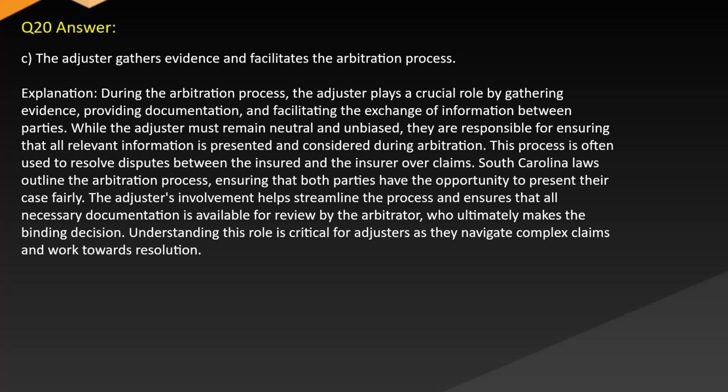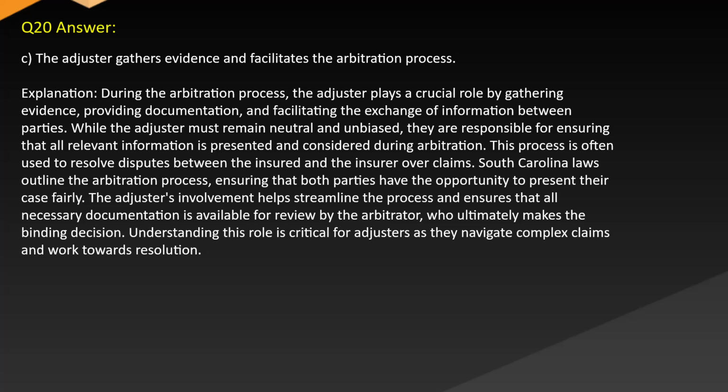Answer: C. The adjuster gathers evidence and facilitates the arbitration process. Explanation: during the arbitration process, the adjuster plays a crucial role by gathering evidence, providing documentation, and facilitating the exchange of information between parties. While the adjuster must remain neutral and unbiased, they are responsible for ensuring that all relevant information is presented and considered during arbitration.